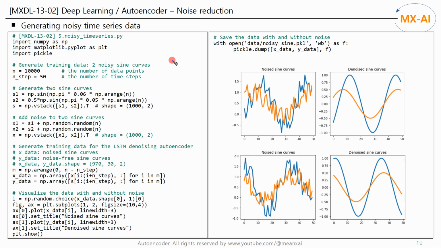Next, let's generate a time series with some noise. We set the number of time steps to 50. Generate 2 sine curves. And we add Gaussian random noise to each curve. Generate data for the encoder using a noisy time series, and generate data for the decoder using a noise-free time series.